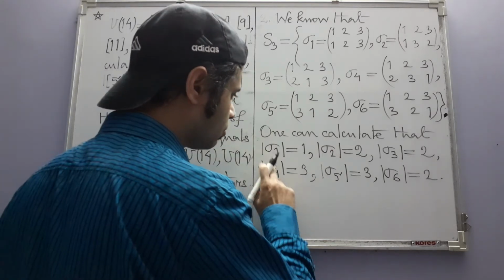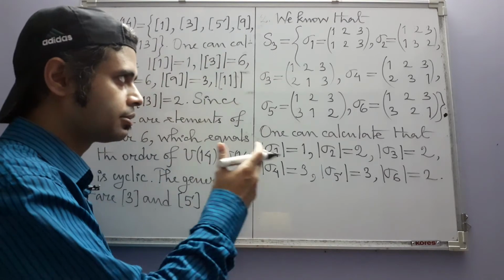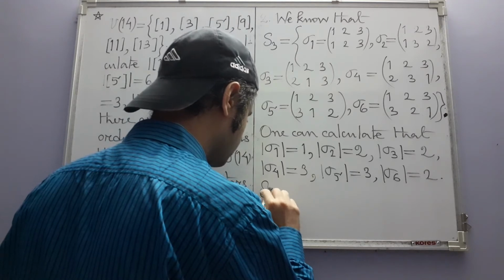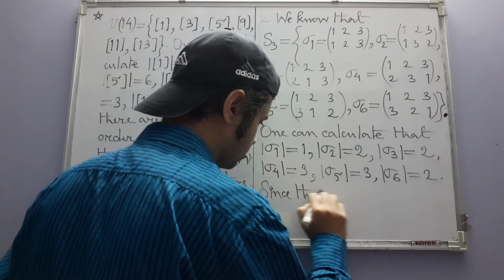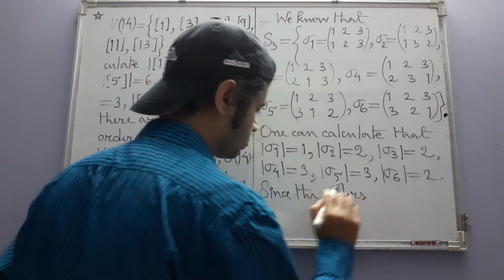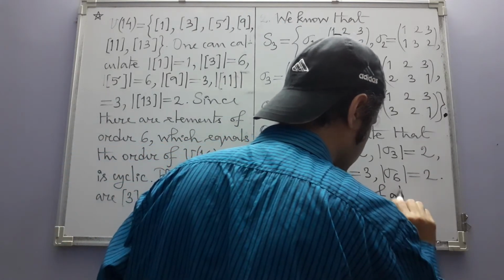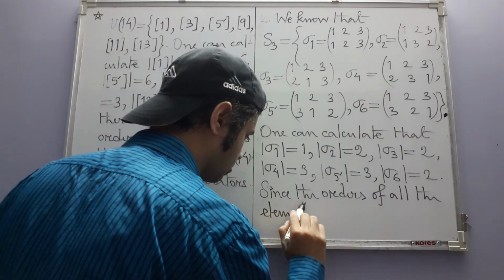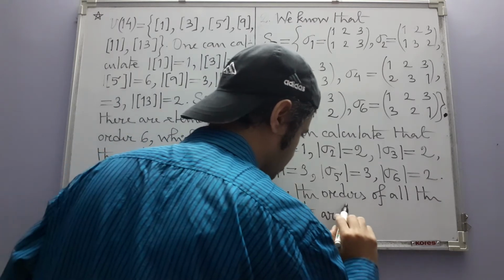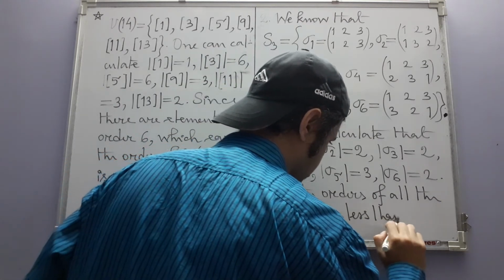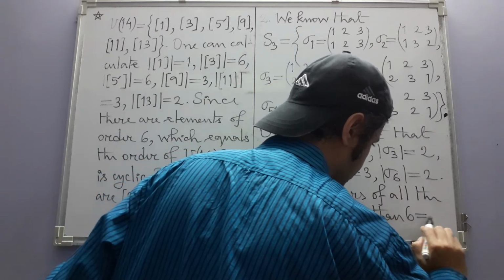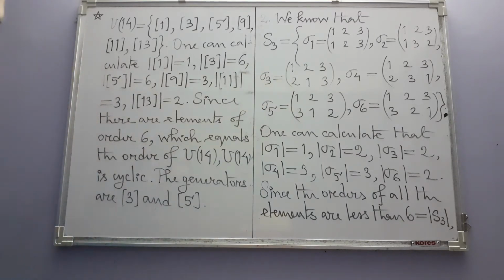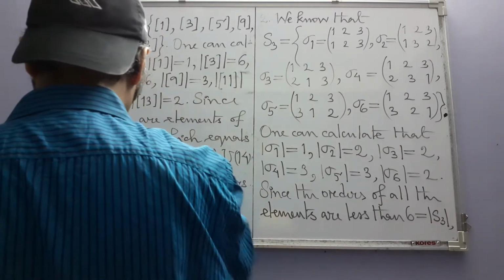So no element alone has the power to generate the whole group, and that is why this group is not cyclic, since the orders of all the elements are less than 6, which is the order of S3. So S3 is not a cyclic group. So no question of listing its generators, because there is none.